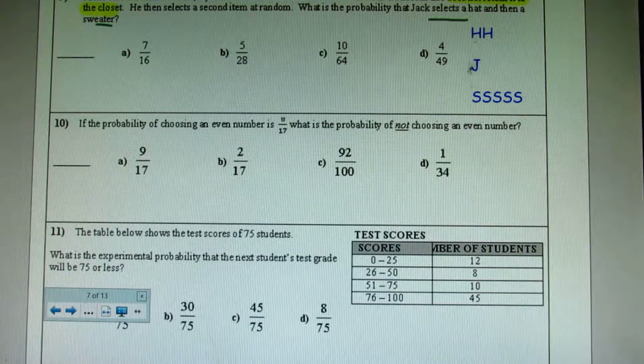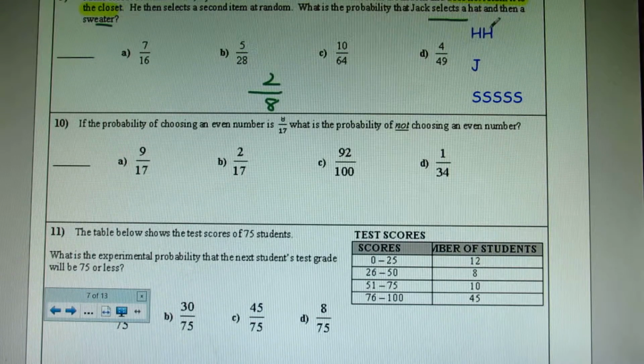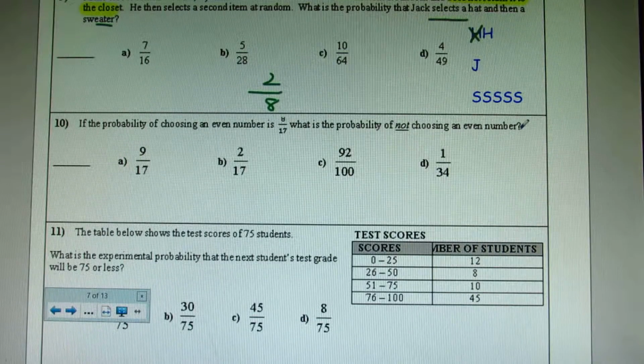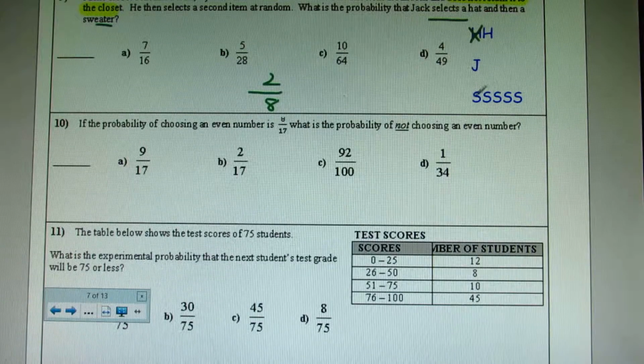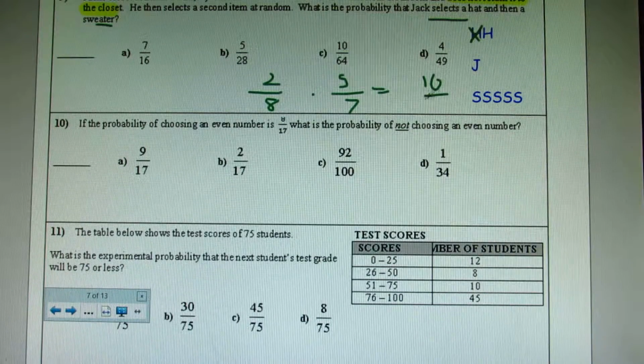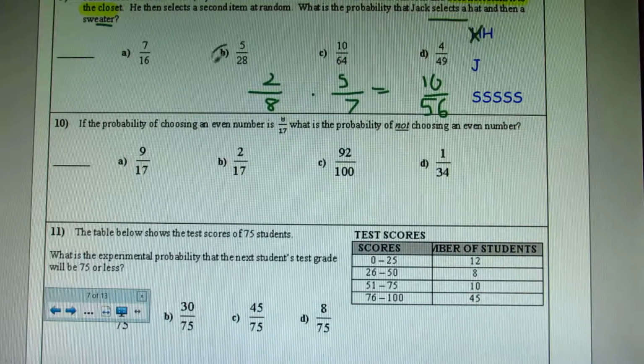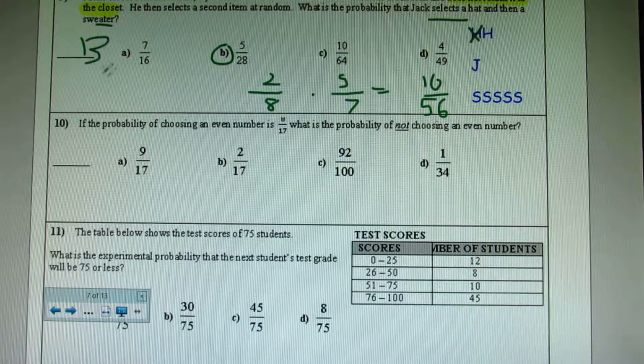So let's start with the hat. Chance of getting a hat, 2 out of 8. Once I choose the hat, I no longer have it. I'm going to cross this one out because I don't have any more problems to do with this situation. Now I want to choose a sweater. Well, there are still 5 sweaters left, but now only out of 7 items. Multiply across, I get 10 out of 56. I don't see it. So, calculator, which will reduce it to 5 out of 28. Choice B, sorry, I know, like the number 13.